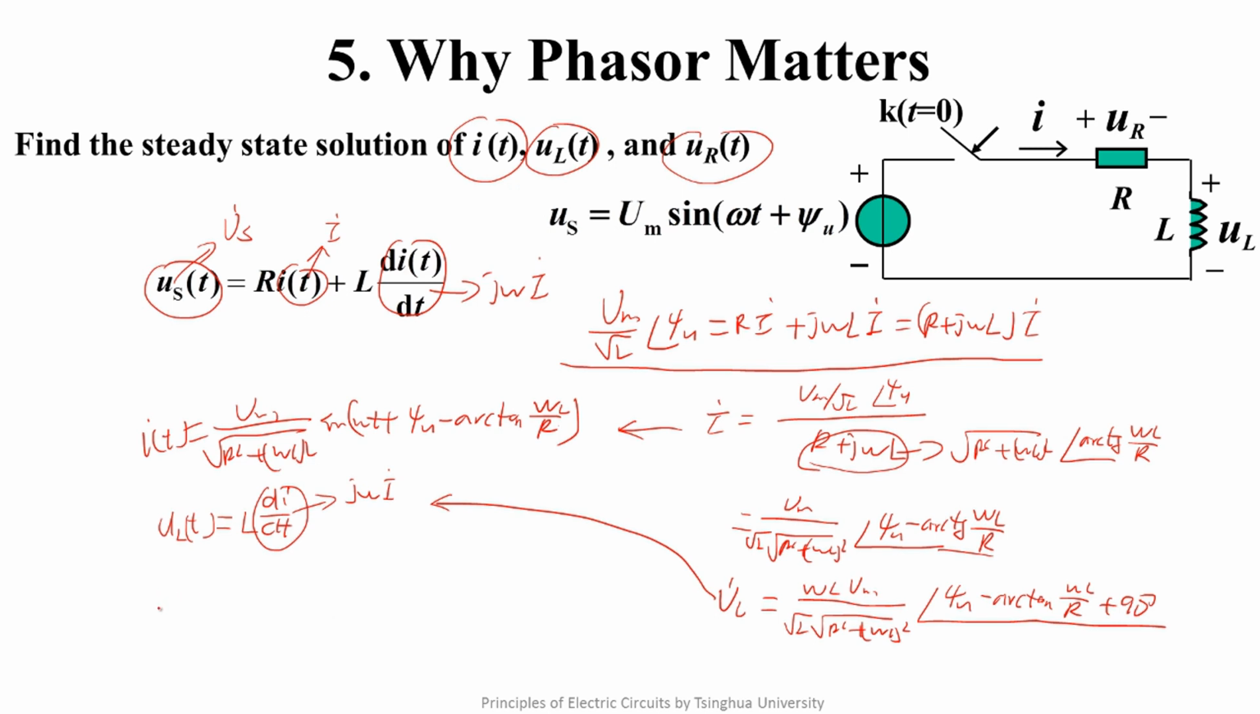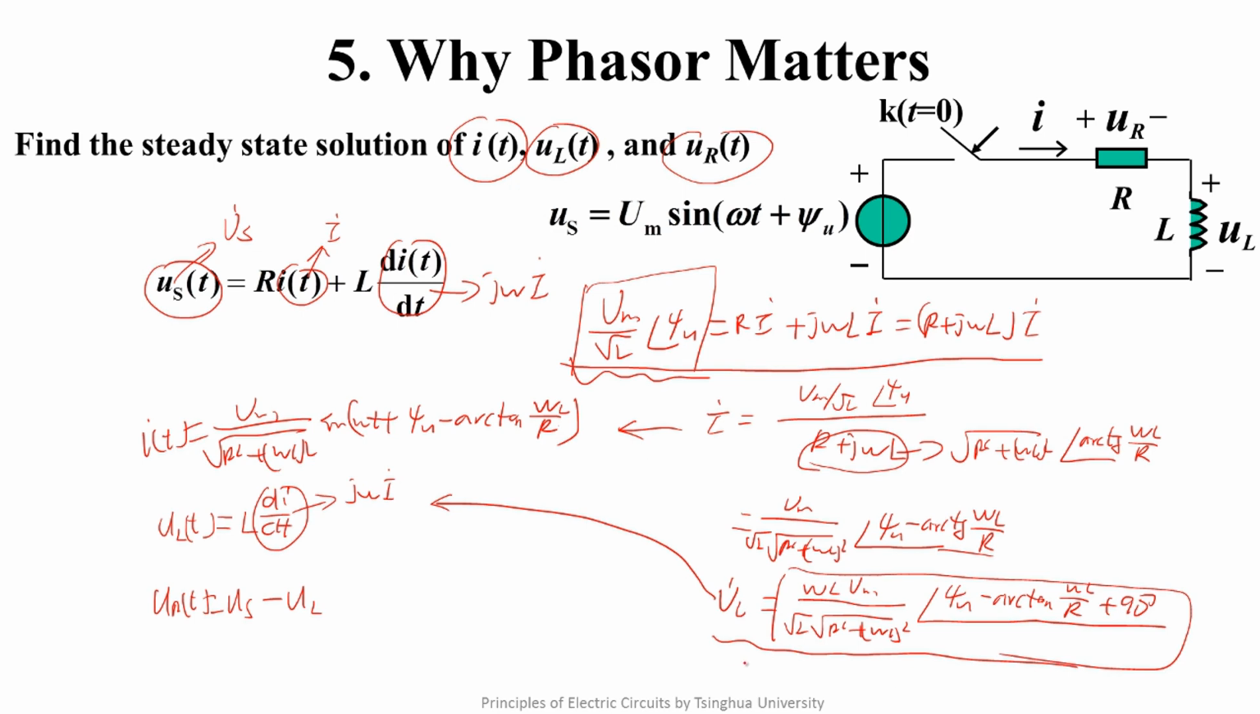According to the mapping relationship, by applying KVL, we get U_R equals U_S minus U_L. Since we've known the phasors of U_L and U_S, we can do the subtraction of the two complex numbers by calculator. Although their expressions are complicated, their subtraction becomes simpler after they are transformed into the form of the real and imaginary part in calculator. You can think about it after class.